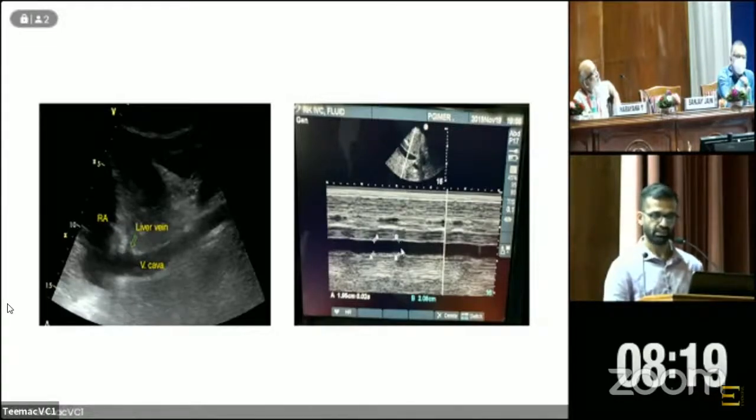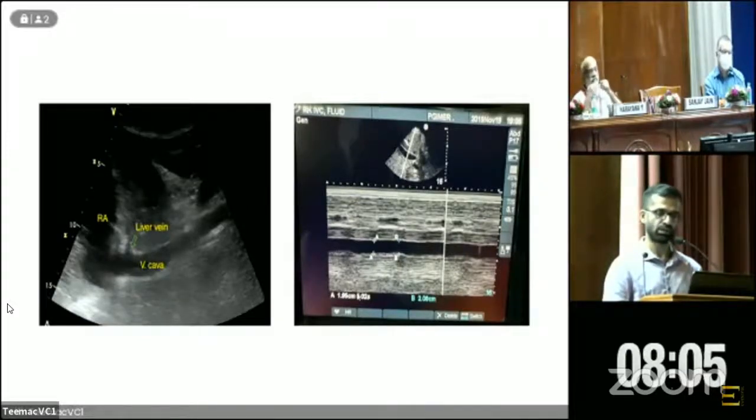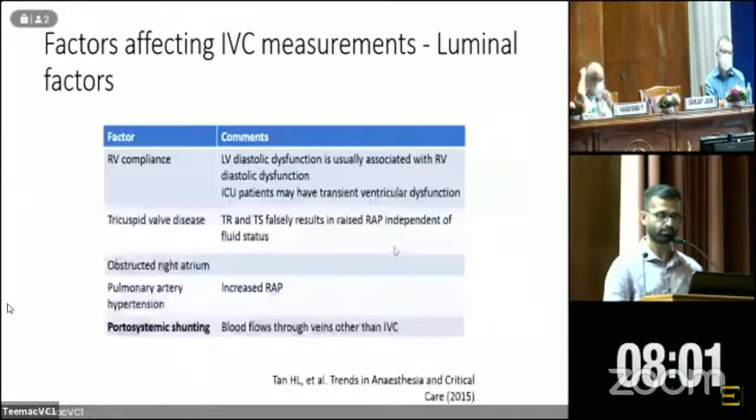Once we decide where we are supposed to measure, we can place the M mode and freeze the image. Here this anechoic tubular structure is the IVC, and we can measure the diameter of the IVC with the calipers. Here at 2 points it has been measured. At point A, the caliper shows 1.95 centimeter, and 2 centimeter at a different point.